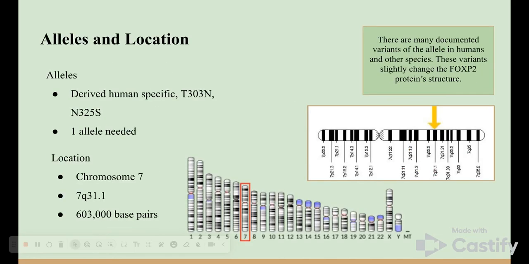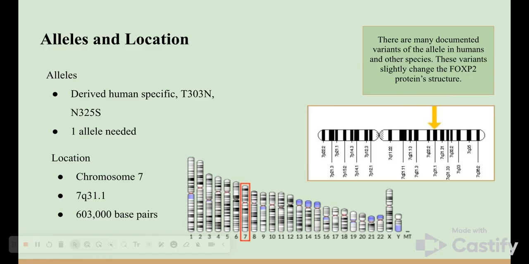Moving on to the location of the gene, as well as some information on the alleles. My research is focused on the human-specific allele, although there are many documented variants of the allele in humans and other species, and these variants slightly change the FOXP2 protein structure. Even small changes to this allele can affect how the protein functions, which can influence speech abilities.